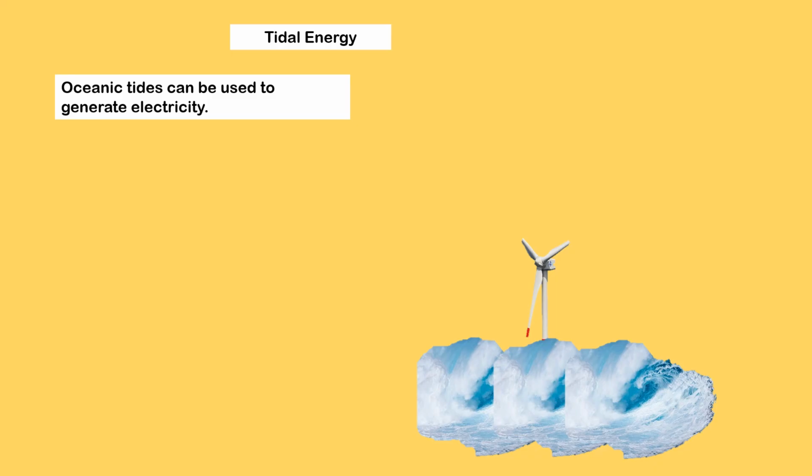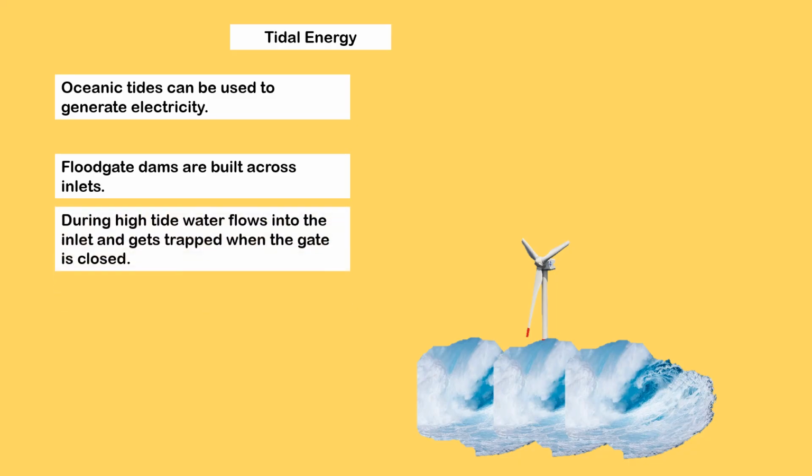Oceanic tides can be used to generate electricity. Floodgate dams are built across the inlets. During high tide, the water flows into the inlet and gets trapped when the gate is closed. After the tide falls, the water goes down outside the floodgate. The water retained by the floodgate flows back to the sea via a pipe that carries it through a power generating turbine.